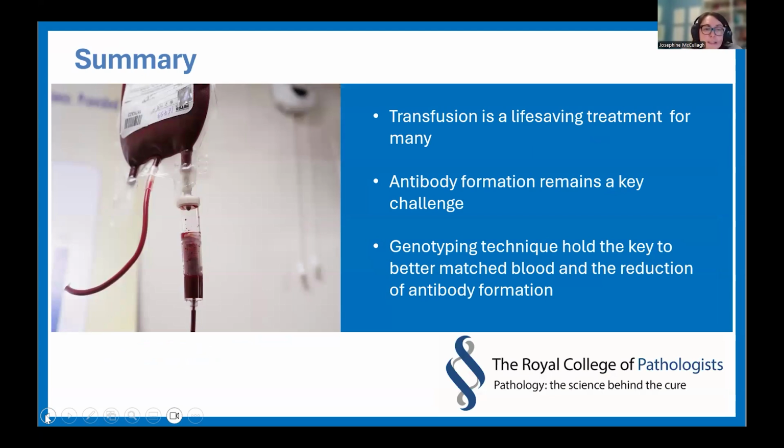So, in summary, red cell transfusions can be life-saving for patients, but antibody formation remains a key challenge, particularly for patients needing regular transfusions, such as those with sickle cell disease. By moving beyond traditional serological testing to molecular genotyping, we can identify blood groups more accurately and match donors to patients more precisely. And it's projects like Heme Match that are paving the way for the future that enables the right blood to be given to the right patient every time.